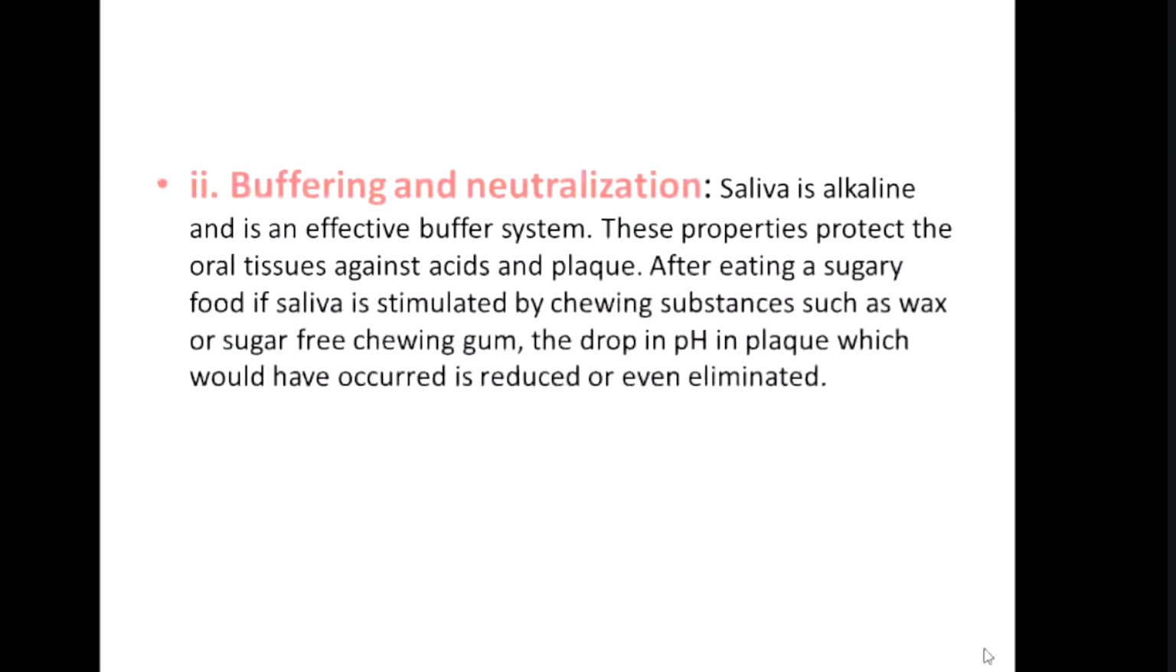Buffering and neutralization: saliva is alkaline and is an effective buffering system. This reduces the possibility of dental caries. Buffering means neutralizing the acidity in the mouth. These properties protect the oral tissue against acid and plaque. After eating a sugary food, if saliva is stimulated by chewing substances such as wax or sugar-free chewing gum, the drop in pH in the plaque which would have occurred is reduced or even eliminated.